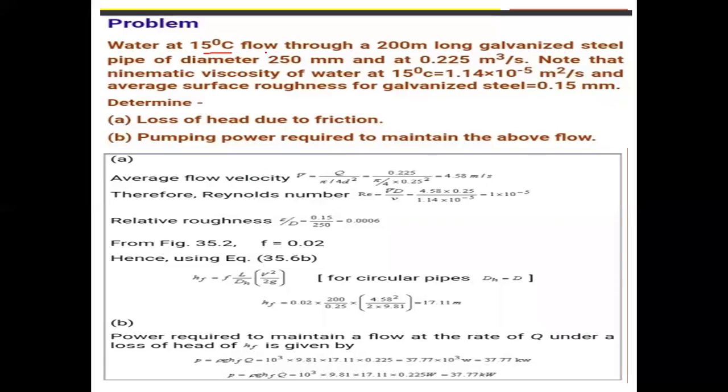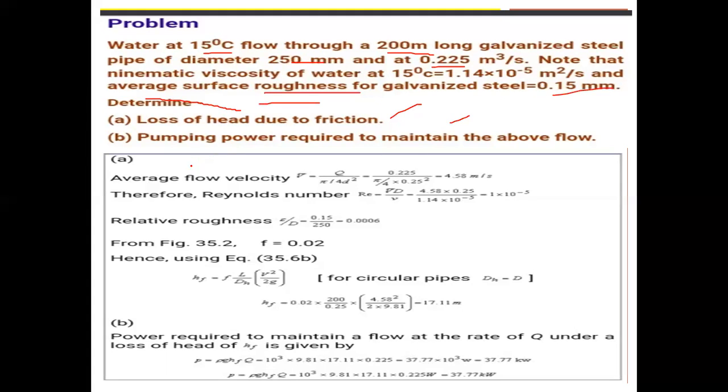Water at 15 degrees centigrade is flowing through a 200 meter long galvanized steel pipe of diameter 250 mm, at a volume discharge of 0.225 meter cube per second. Note that the kinematic viscosity of the water at 15 degrees is 1.14, and the average surface roughness for galvanized steel is 0.15 mm. Then what do you have to find? The loss of head due to friction and the pumping power.